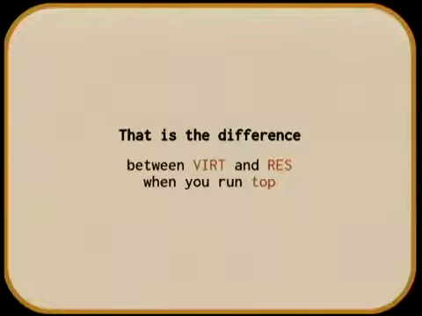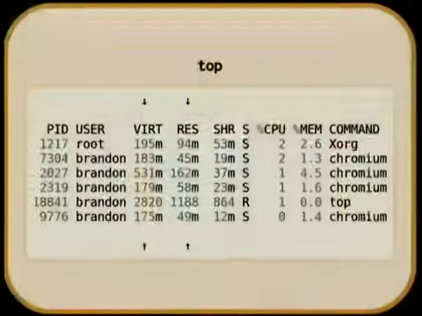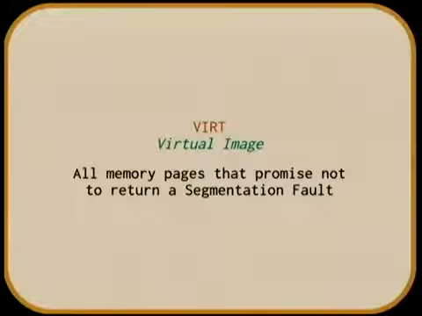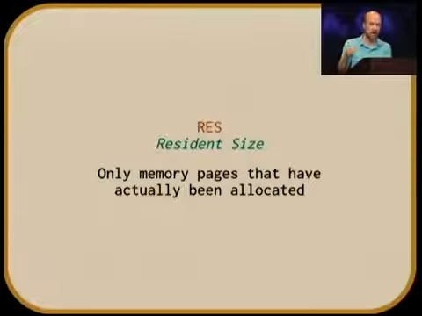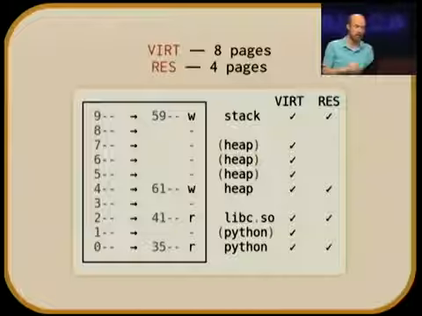This then, to bring this to a practical point, is the difference between virt and res when you run top. Who here has ever run top? Several of you, good. You've seen these two columns? Virt, the virtual image, is all memory pages that promise not to return a segmentation fault, whether they've been allocated or not. It's res, the resident set size, that counts how many pages you've actually been allocated that can't now be used by other processes.